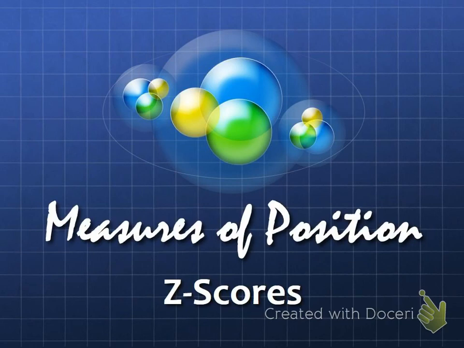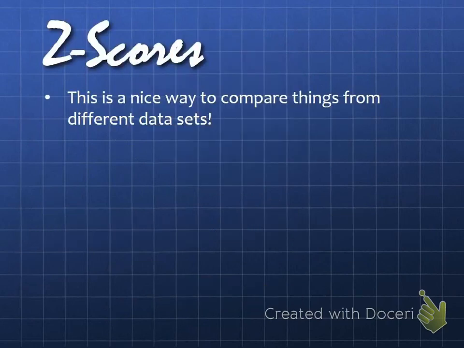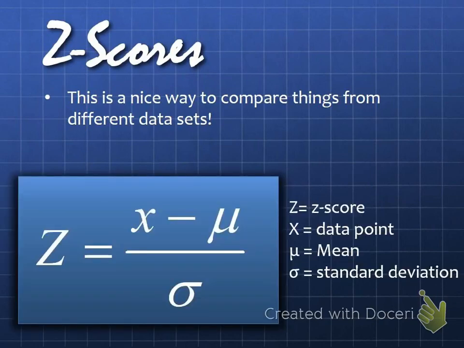And so that's where we talk about z-scores, right? Z-scores are a way to give us a sense of how far a data piece is away from the mean in terms of standard deviations, right? It's a nice way to compare. It's also a nice way to compare between two different data sets, right? We'll get into an example in a second.